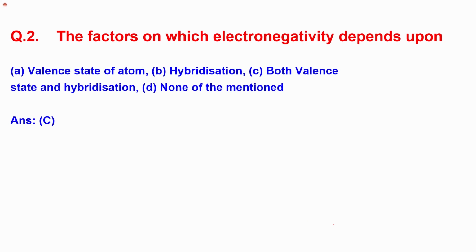Okay. So what are the factors on which electronegativity depends? Obviously, the valence state of atom. That means oxidation state, valence state of atom, and also the hybridization. Also, it depends on the oxidation state. Suppose we compare the same atom with different oxidation states. Let's say one atom has an oxidation state of +1 and another atom has an oxidation state of +3.